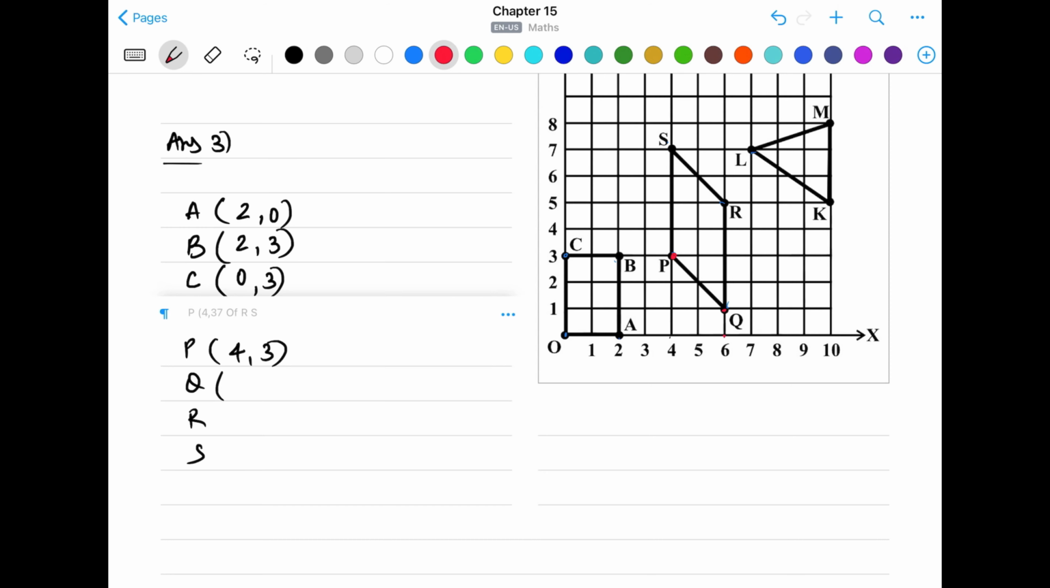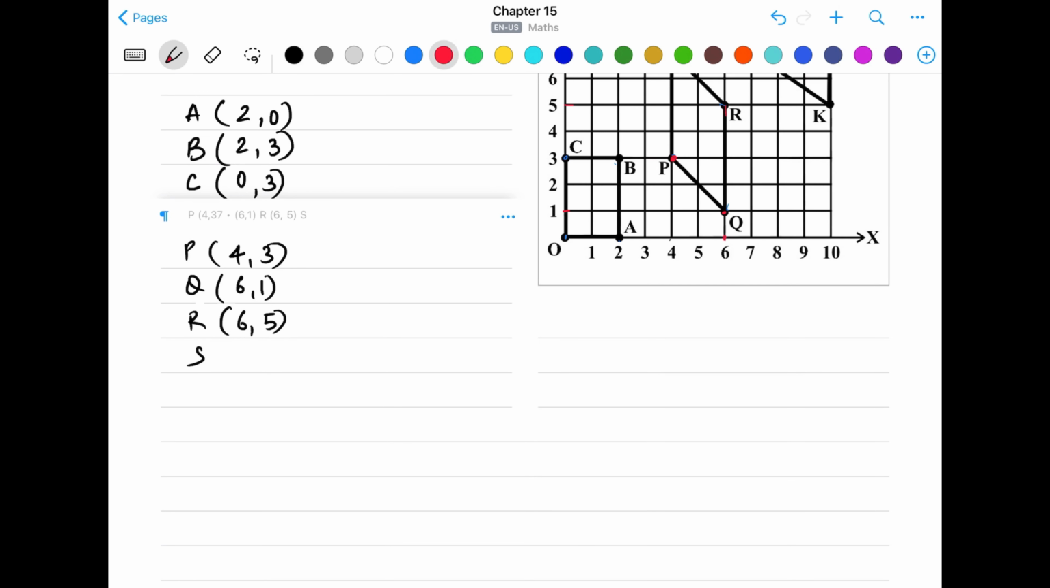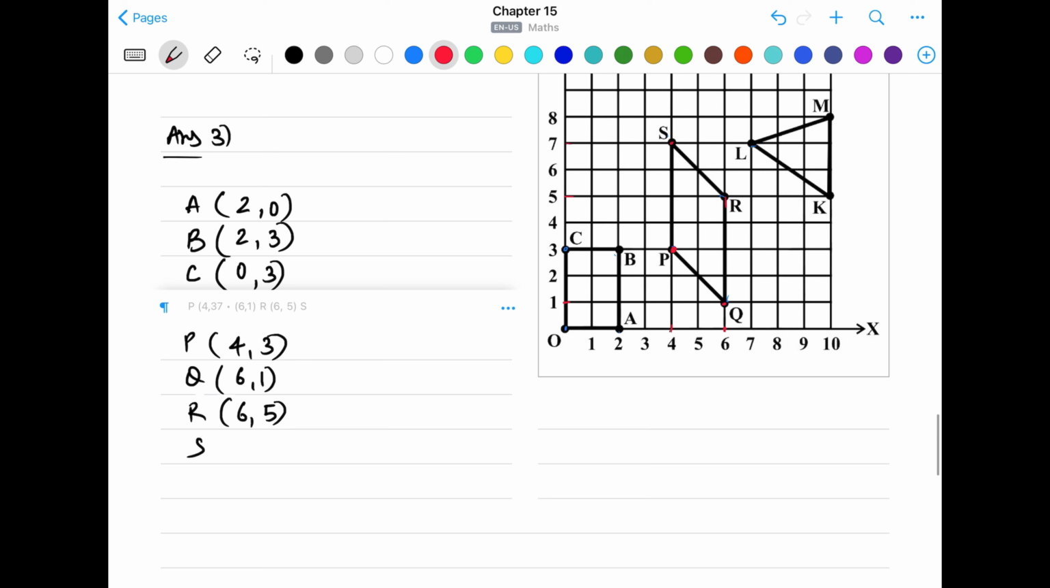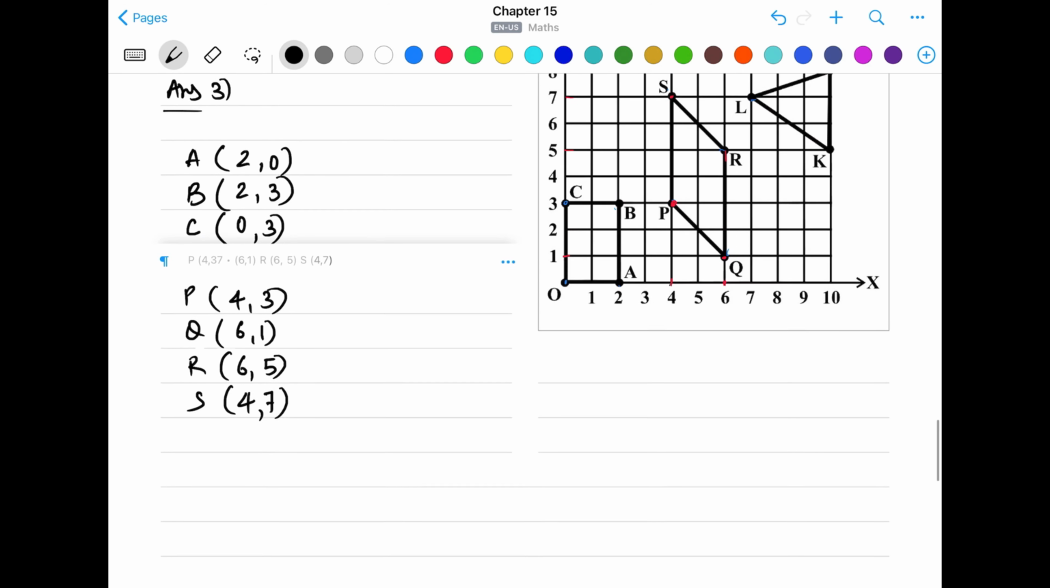Next point is Q. Here x is 6 and y is 1, so it is 6 1. Next point is R. You can see R is lying at 6 on the x-axis and 5 on the y-axis, so it is 6 5. Next is S. This point is lying at 4 places from the y-axis and 7 places from the x-axis, so its coordinate is x 4 and y 7, it is 4 7.